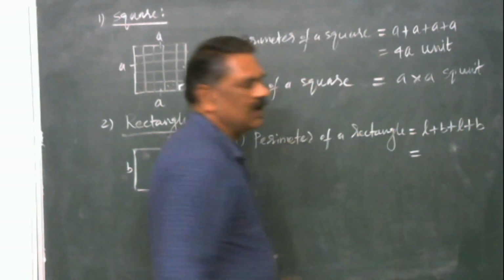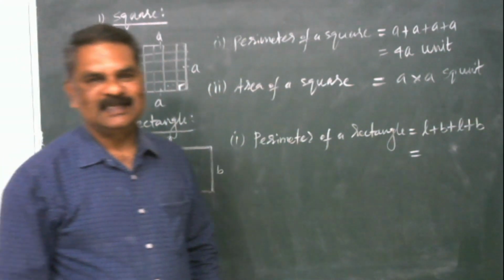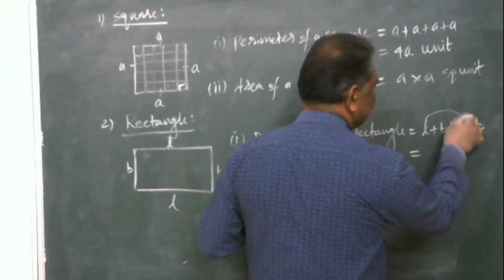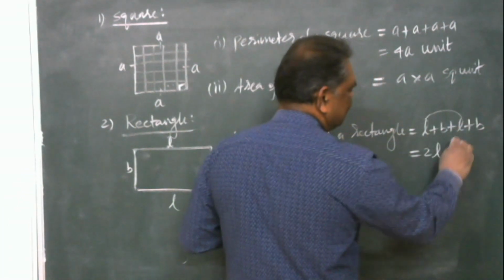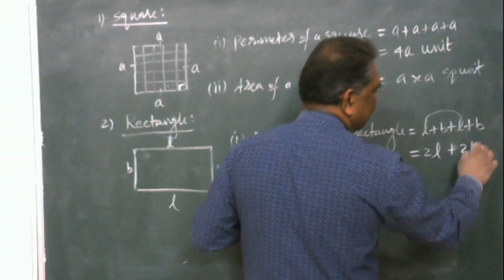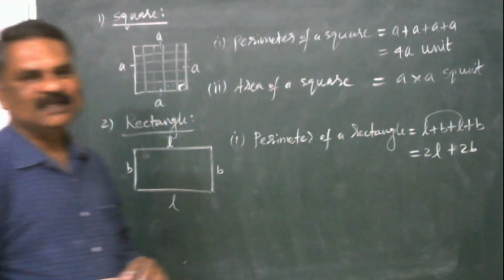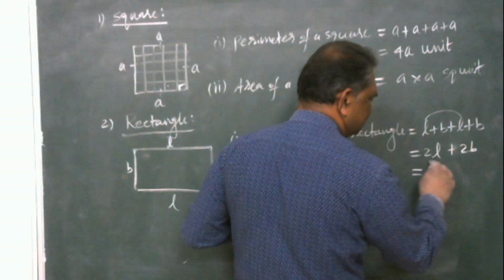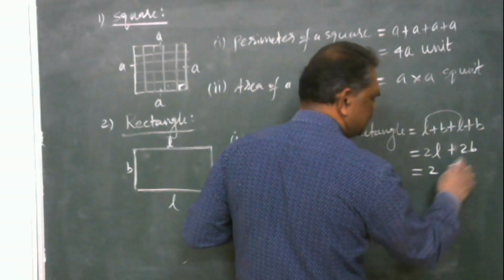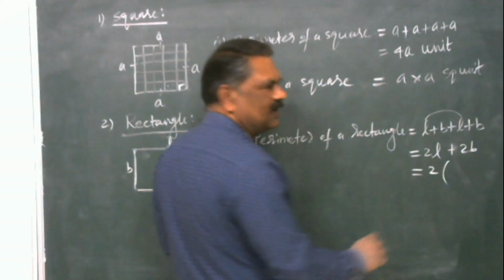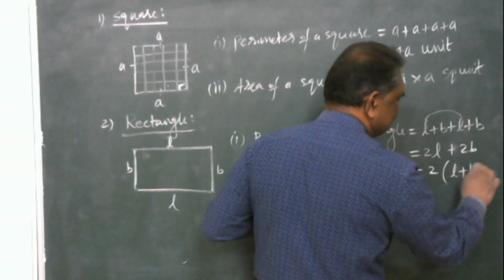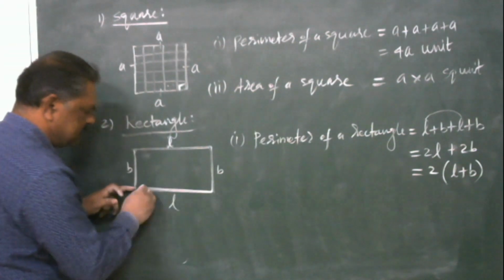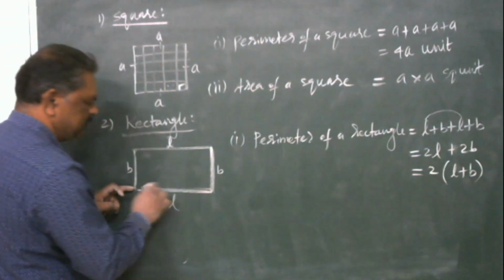Same quantities can be added together. So adding the L's gives 2L, and the B's are equal, so we add 2B. 2L plus 2B. Instead of multiplying each by 2, you can add length plus breadth just one time and double it.